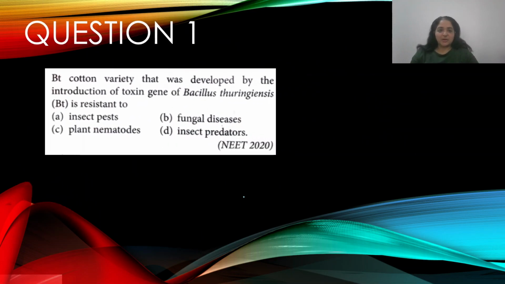Okay, so question number 1. Bt cotton variety that was developed by the introduction of toxin gene of Bacillus thuringiensis, Bt, is resistant to, this appeared in NEET 2020, pretty recent. A, insect pests. B, fungal diseases. C, plant nematodes. D, insect predators. Okay, so it was developed so that it is resistant to A, insect pests. All right, answer is A. Let's go to the discussion.